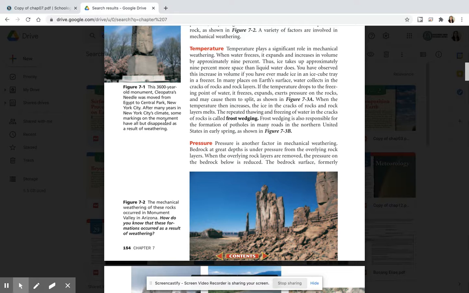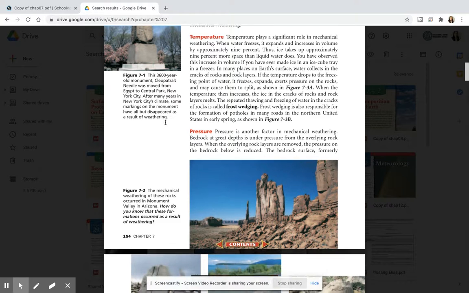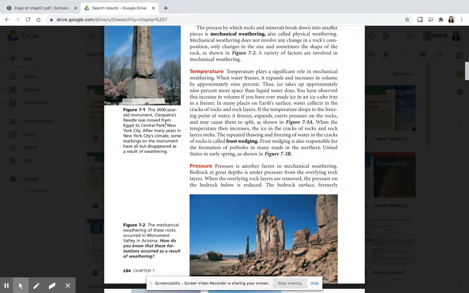When the temperature then increases, the ice in the cracks of rocks and rock layers thaws. The repeated thawing and freezing of water in the cracks of rocks is called frost wedging. Frost wedging is also responsible for the formation of potholes in many roads in the northern United States in early spring, as shown in Figure 7.3b.